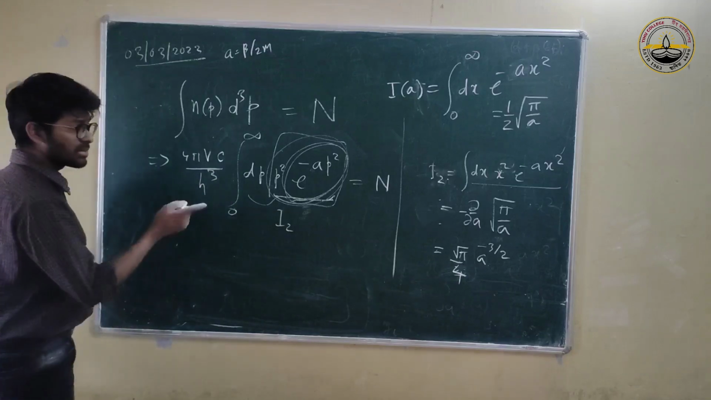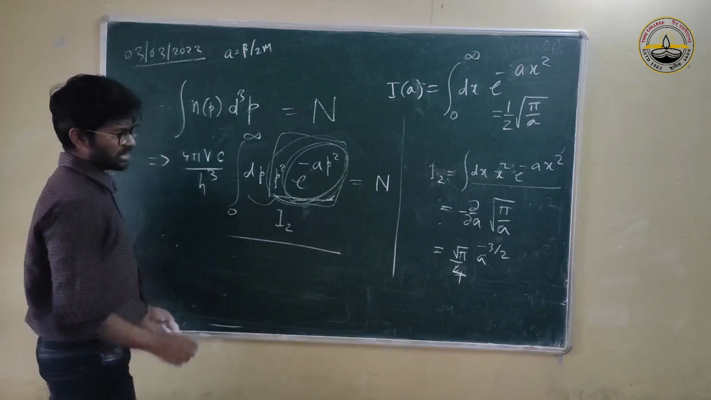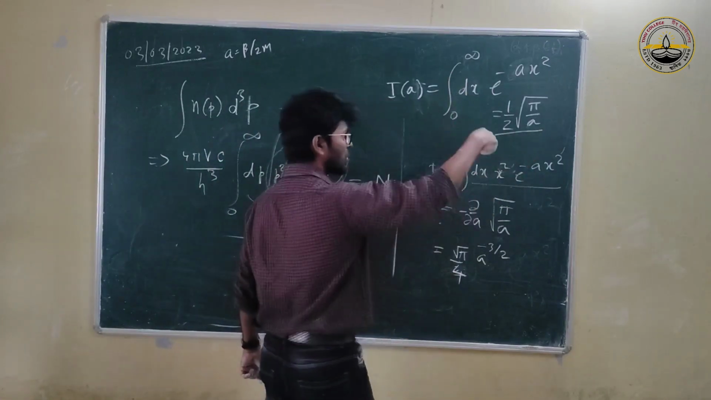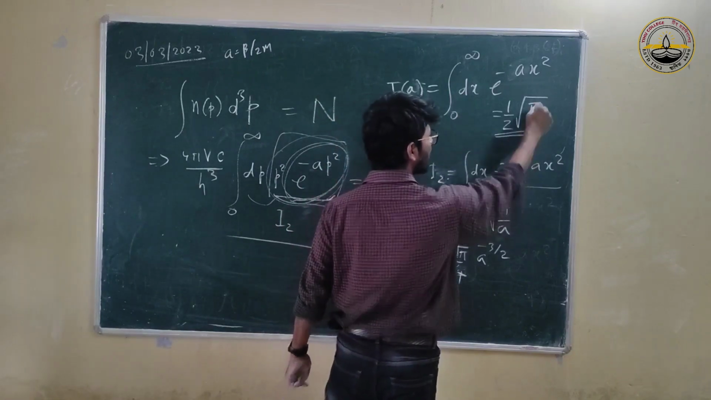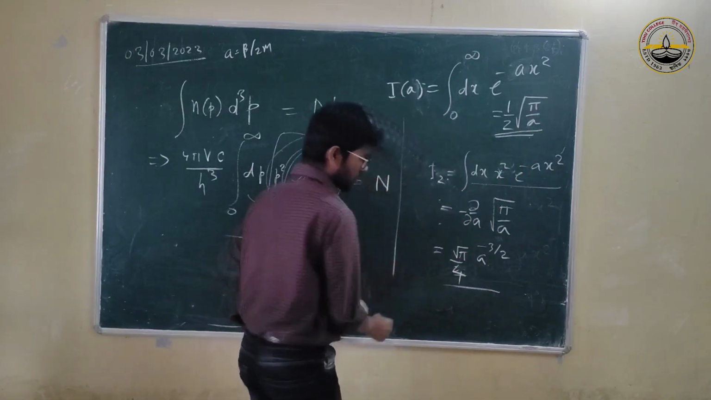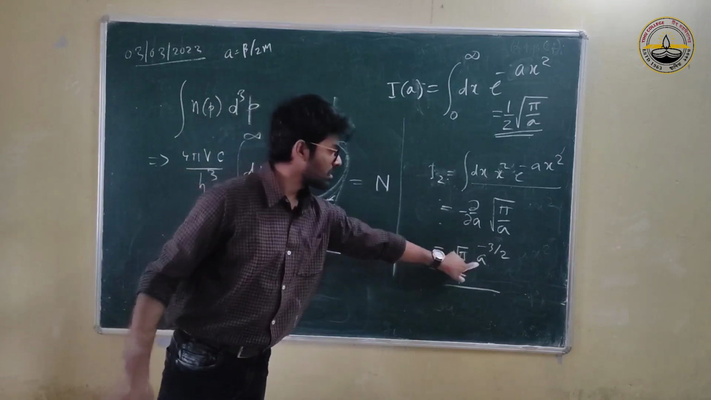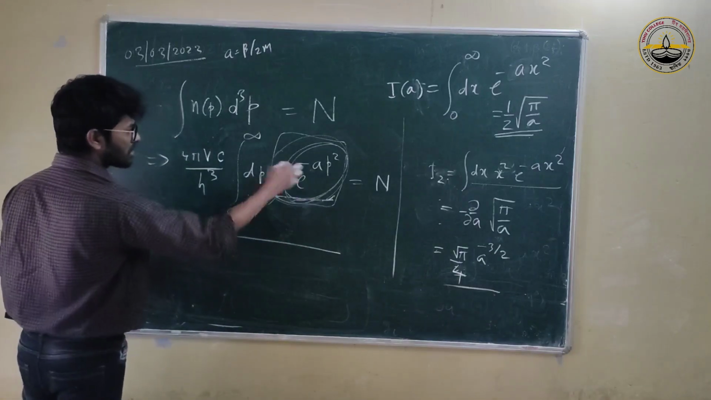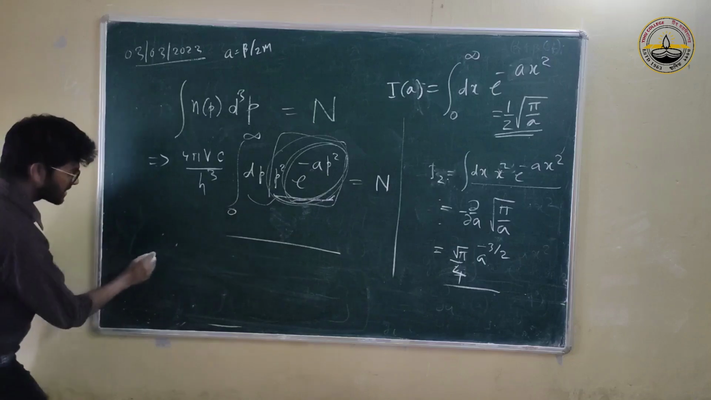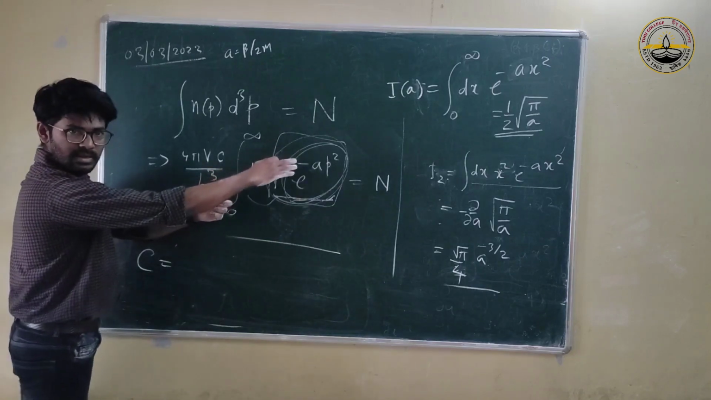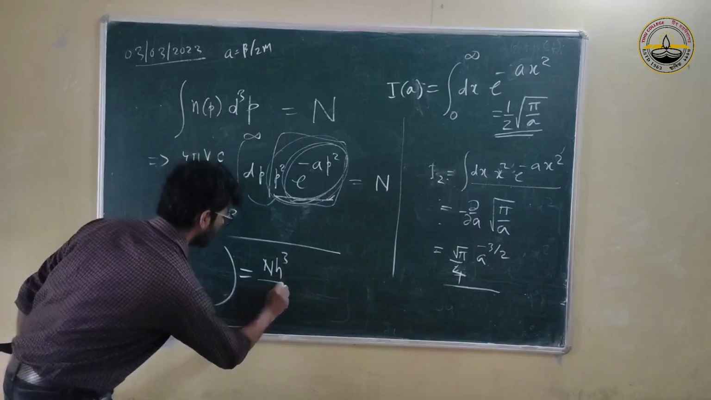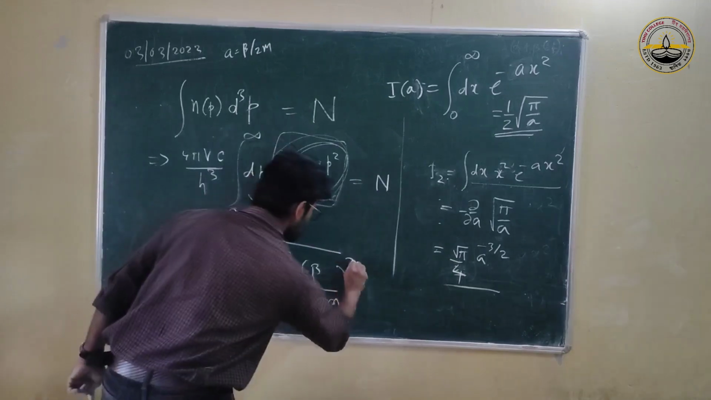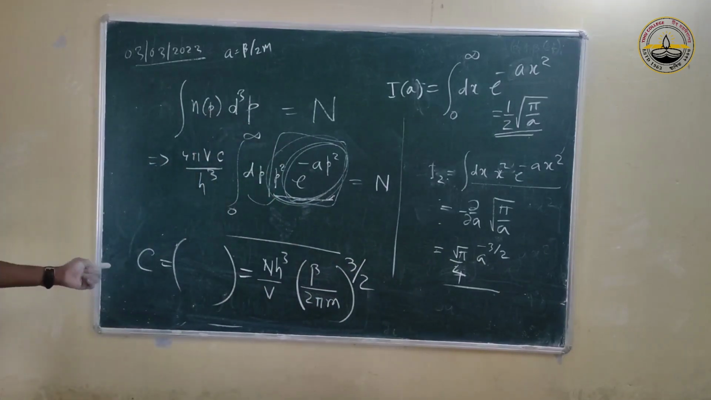So, do this integral yourself. You know the answer. Just to verify that this is really half, I just wrote it from my memory. So, this is really half pi by a. And then you have a pi by 4 and a to the power minus 3 by 2. So, a is beta over 2m. Put it there. And then you have this integral. Write then c equal to everything on the other side. Find out what c is. Yeah, this will be your c.